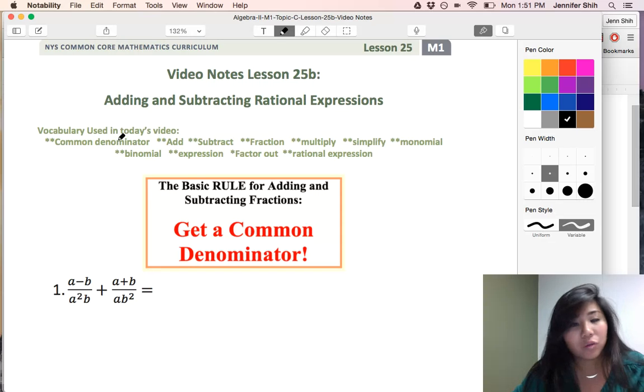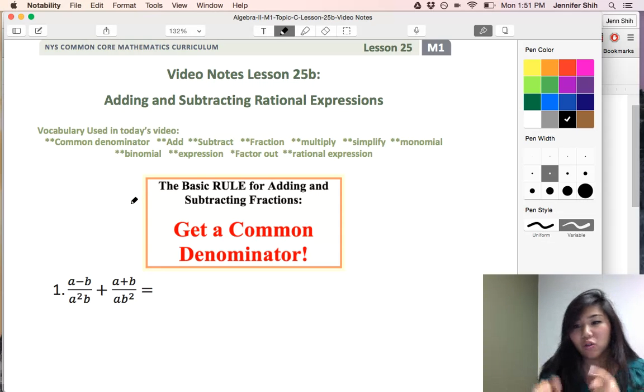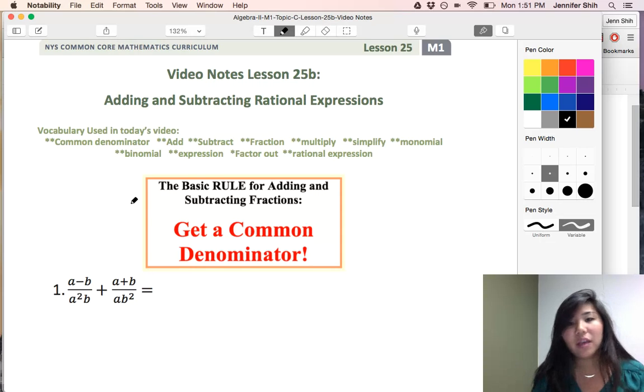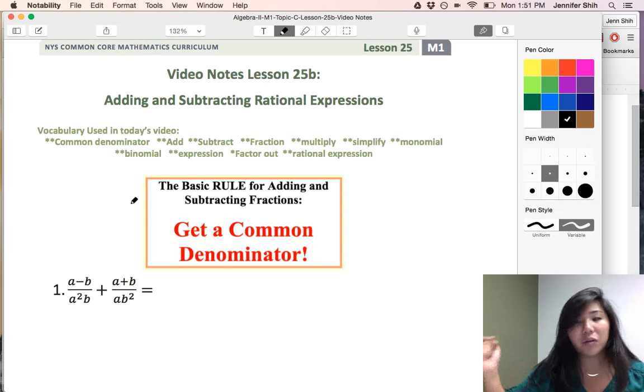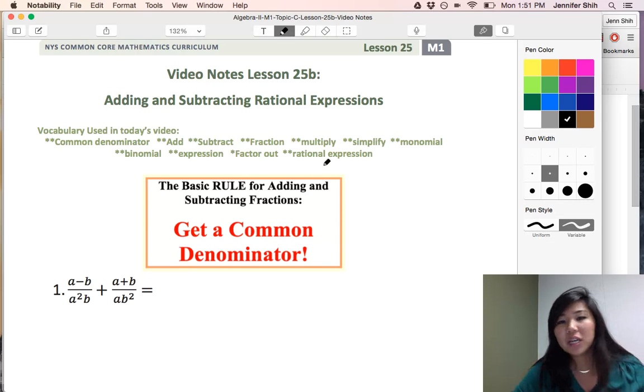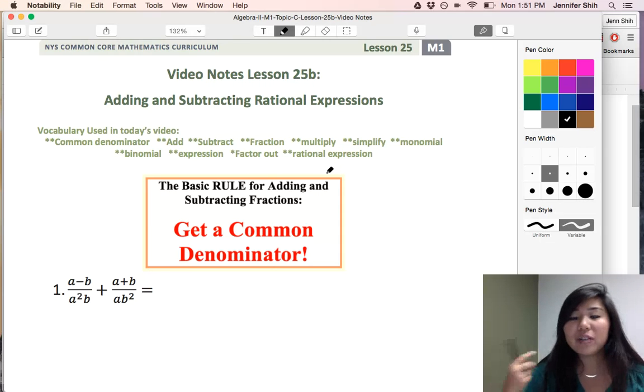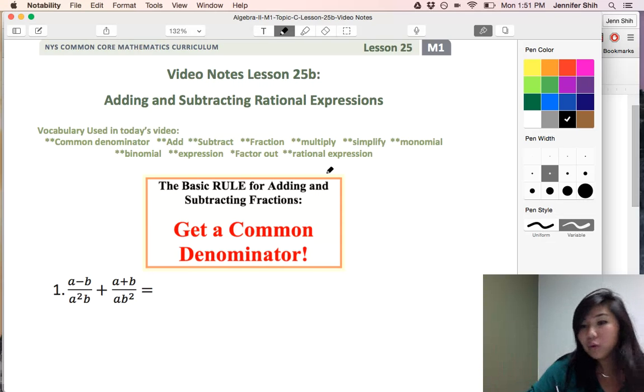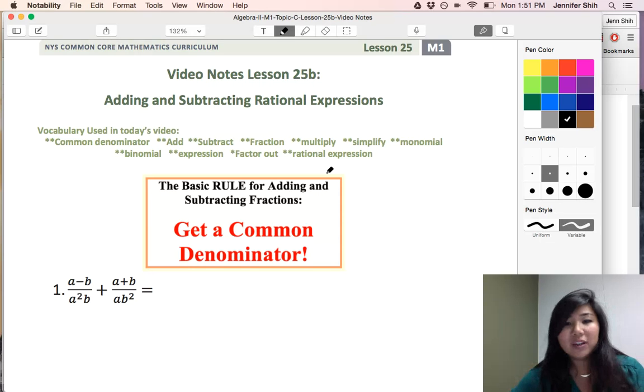So make sure that you know what these terms mean, and if you don't, that this also goes in your notebook, and then you go look up the definitions at the end. Or you can pause the video right now and go look them up. So we have common denominator, add, subtract, fraction, multiply, simplify, monomial, binomial, expression, factor out, and rational expression. So every time you hear these words, you can put a star next to it, especially if you are writing notes yourself. I encourage you to use the vocabulary from today's video in your notes.